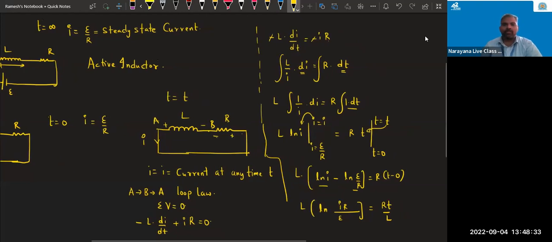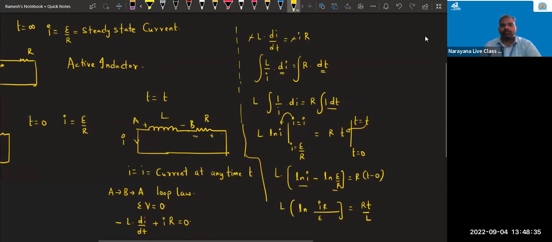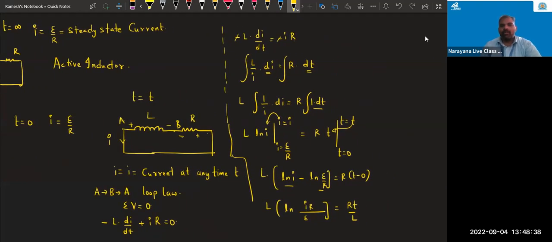One small correction. When current is going, the EMF induced is in the opposite direction. So here I have to put one extra minus sign. Here also minus will come, here also, here also. L I already took to this side, so here minus RT by L.